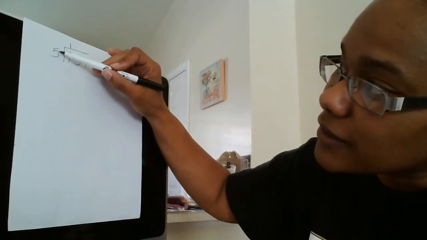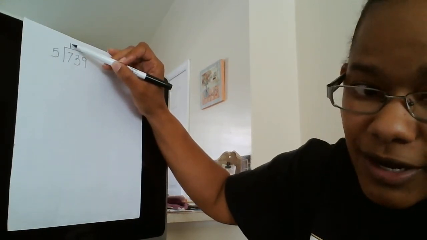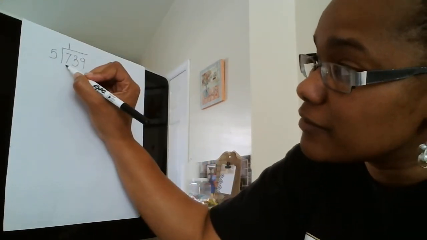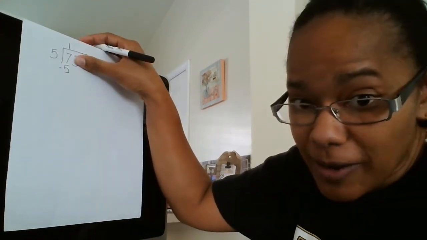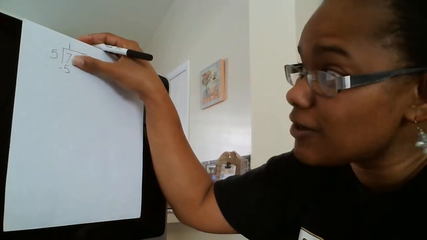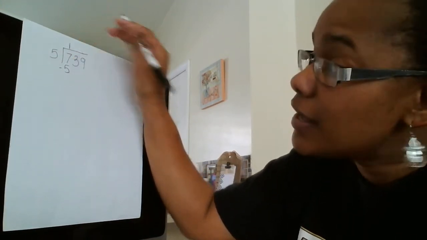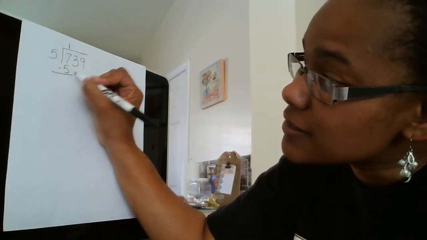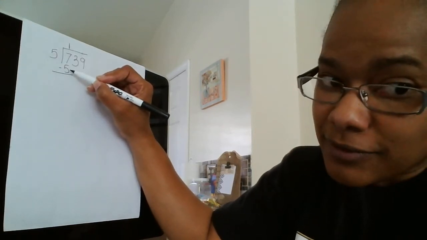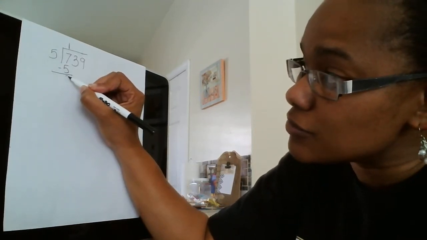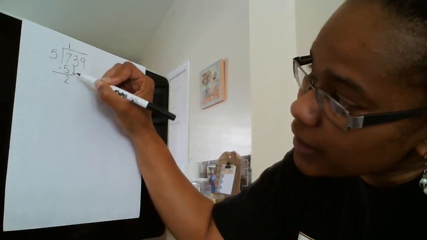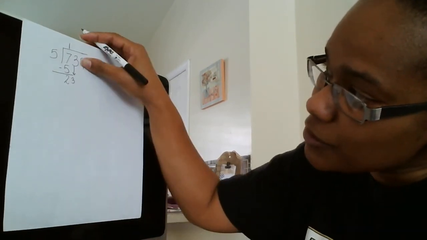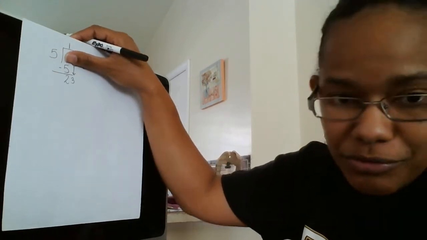Now, I multiply the 5 and the 1. I know that 5 times 1 is 5. So I put the 5 right underneath the 7, because that's all that I'm working with right now. I've blocked off that 3 and that 9. Now, I'm going to subtract this. 7 minus 5 gives me 2. And then I'm going to drop the 3 down, and I'm going to tackle this new number, which is 23.